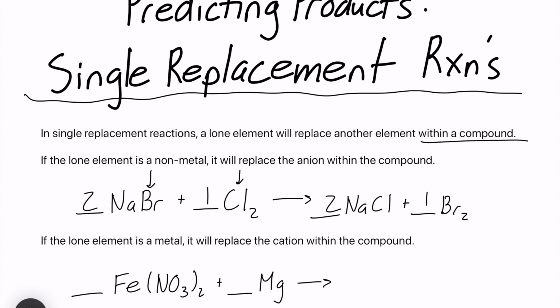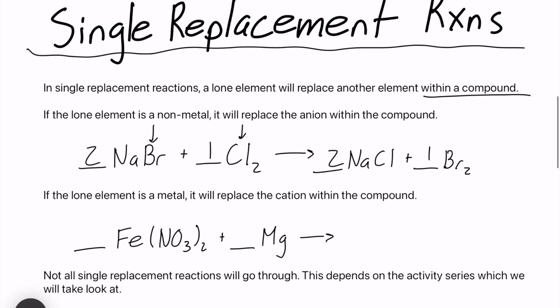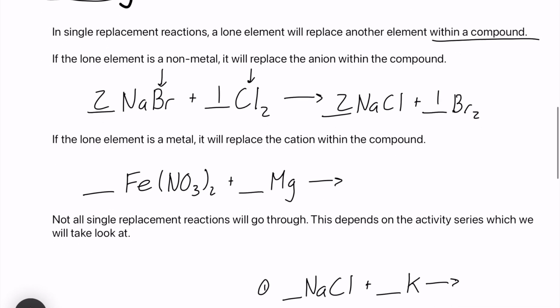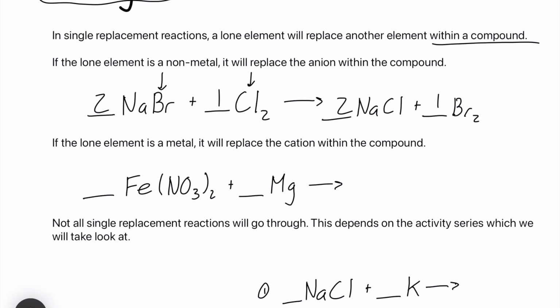So that's scenario 1. Scenario 2: if the lone element is a metal, it's going to replace the cation within the compound. Here we have magnesium as our lone element. It is a metal, so it's going to want to replace iron 2 in the compound. Okay, so we can go ahead and write out our products here.